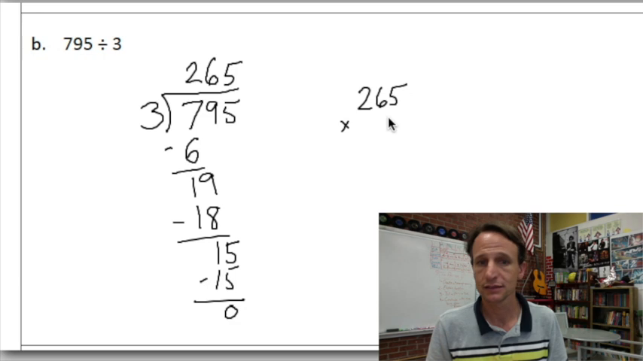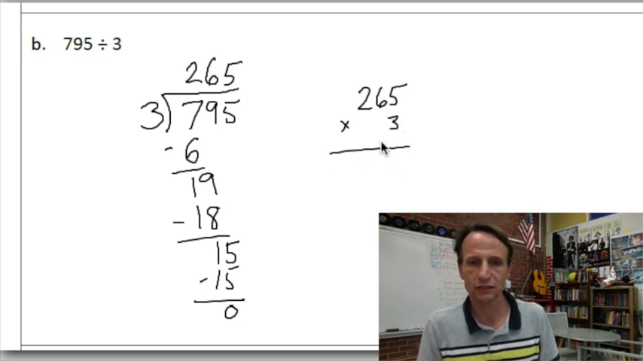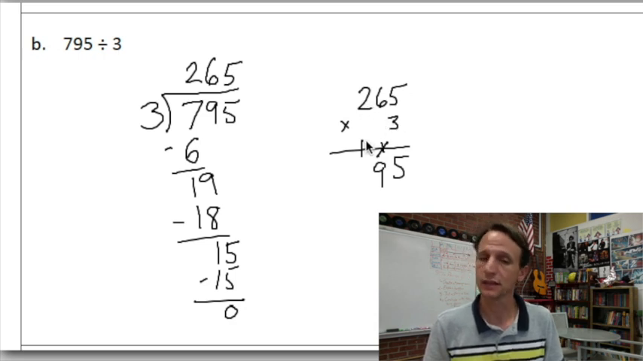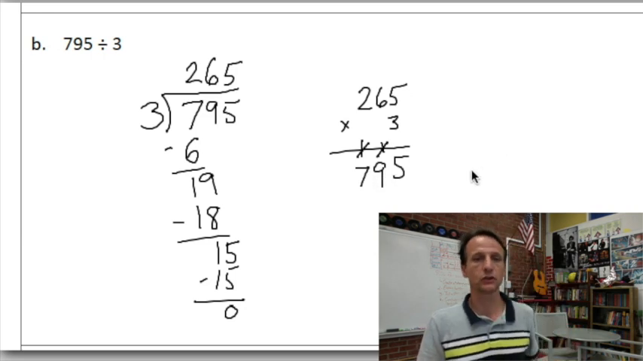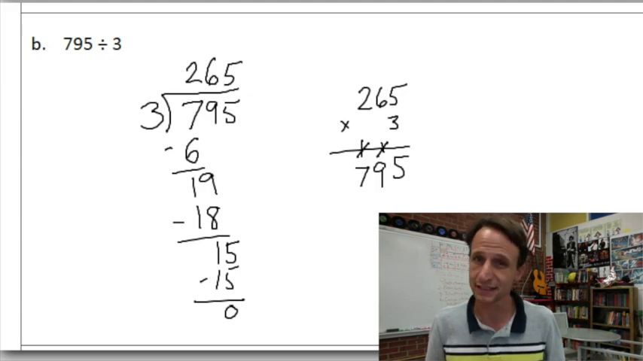265 times 3. So 3 times 5 is 15. 3 times 6 is, yeah, we just did it, 18. Plus 1 is 19. And 3 times 2, 6, right? Plus 1 is 7. Whew, that was a close one. We got it right. Good. All right, let's go on to 1C.